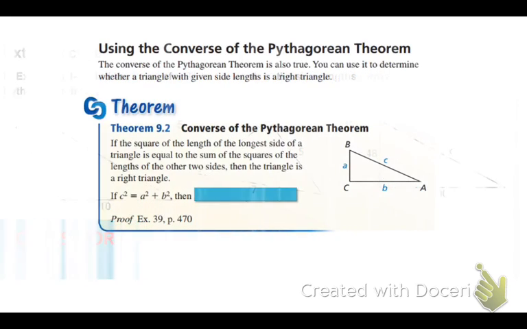We're going to continue on to the second concept. It's called the converse theorem. So basically what's going to happen now is you're going to be given all 3 sides of a triangle, and then it's going to ask if they're a right triangle. So you use a Pythagorean theorem. Okay?